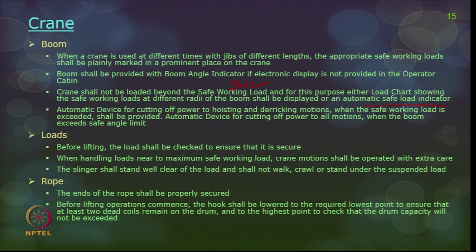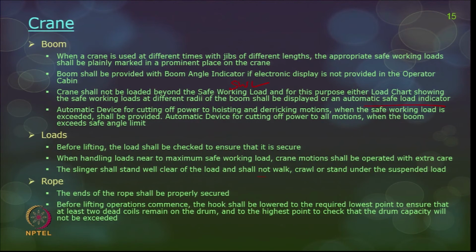Loads: before lifting, the load shall be checked to ensure it is safe. The load also should be packed so that it is not loose and falling down. When handling loads near the maximum safe working load, the crane motions should be operated with real extra care. The slinger shall stand well clear of the load and shall not walk or move ahead when the load is suspended.